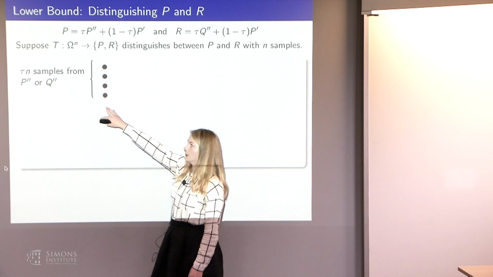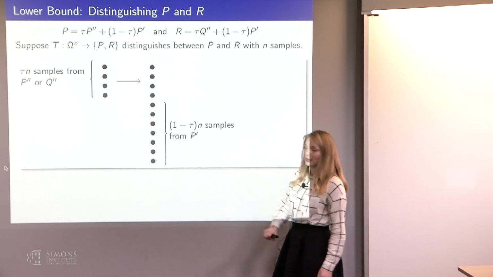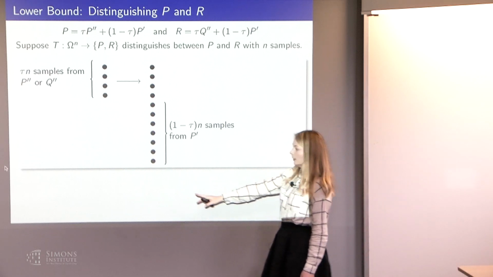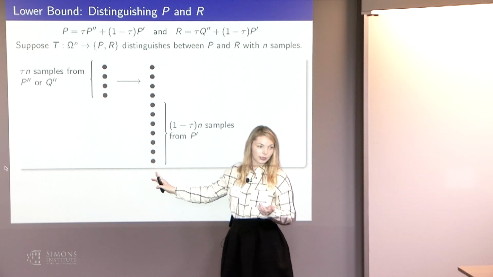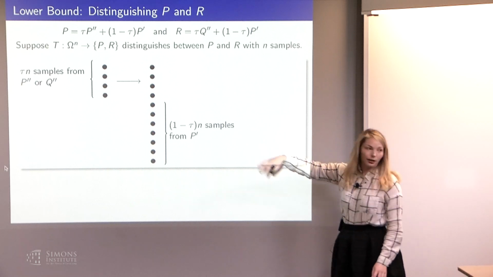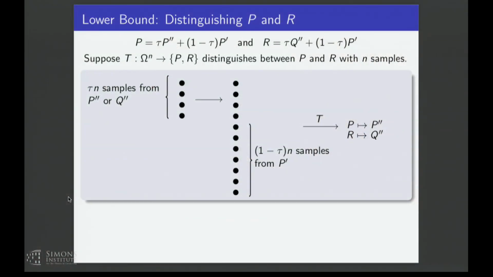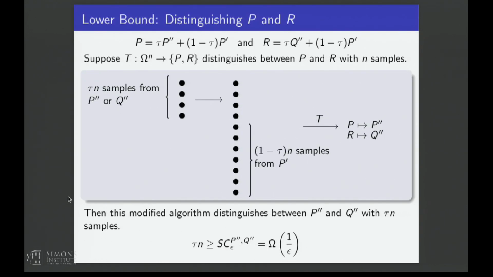So imagine that I have tau n samples from either P double prime or Q double prime. What I'm going to do is add to that 1 minus tau n samples from P prime. And this is the hand waving part: this is not exactly a sample from P, but it looks a lot like a sample from one of them. So just imagine that it really is a sample from either P or Q. And I put it into my test. If my test comes out with P, then the original distribution must have been P double prime. And if it comes out with R, my original distribution must have been Q double prime. So this modified test distinguishes between P double prime and Q double prime with tau n samples.